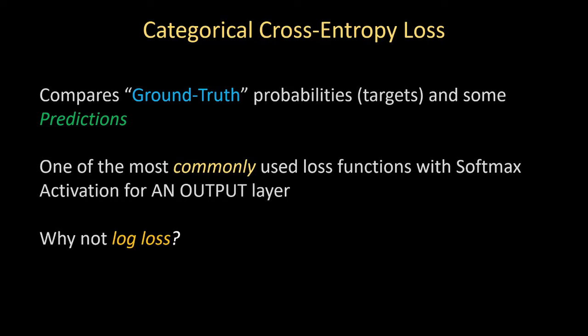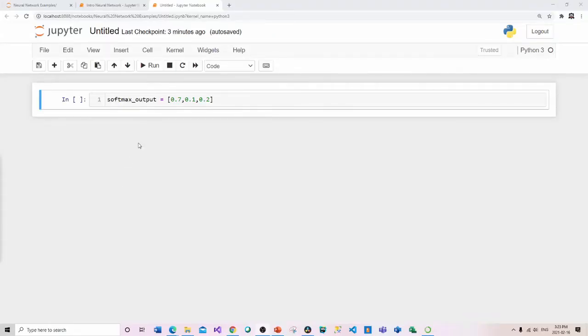So let's go over to the code and see what this means in a different way. I've started this other notebook here, and let's say we've got our softmax output, and we got 0.7, 0.1, and 0.2. Okay.